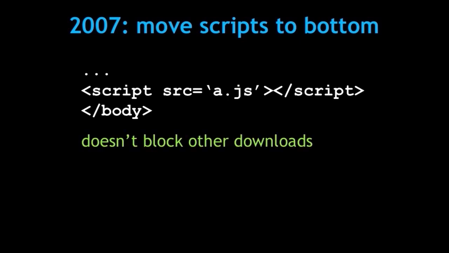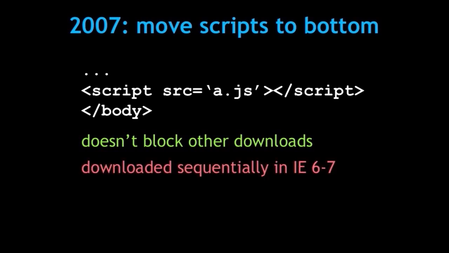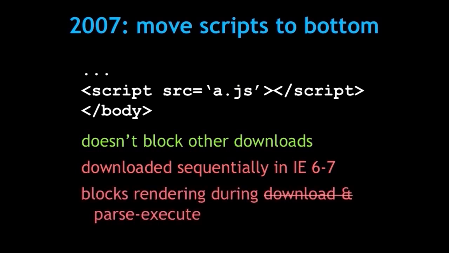The benefit of that is, if they're below everything else, all the other downloads in the page, even in IE 6 and 7, will be prioritized higher than that. They'll happen sooner than that. So it won't block other downloads. But the scripts themselves, if you have multiple scripts, will still be downloaded sequentially in IE 6 and 7. And since they're at the bottom of the page, it won't block rendering during download.